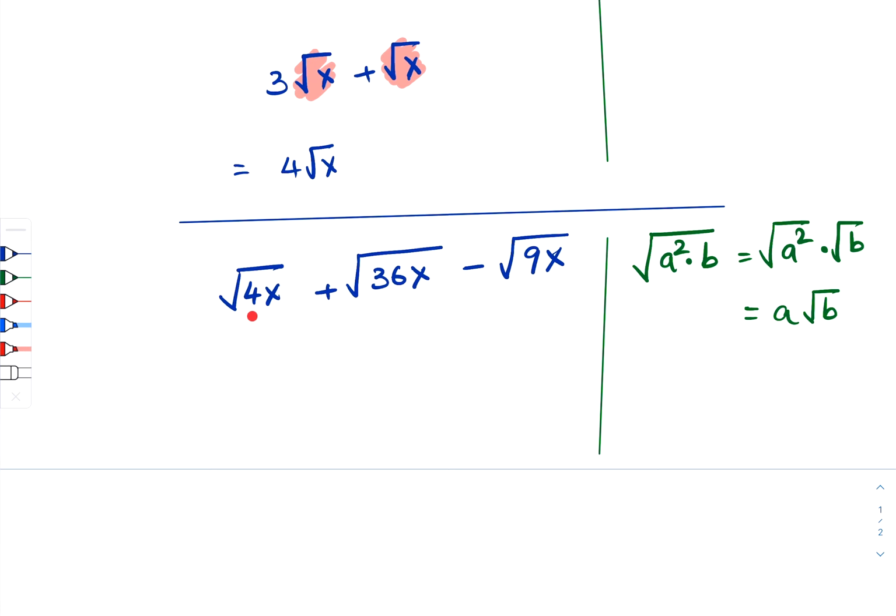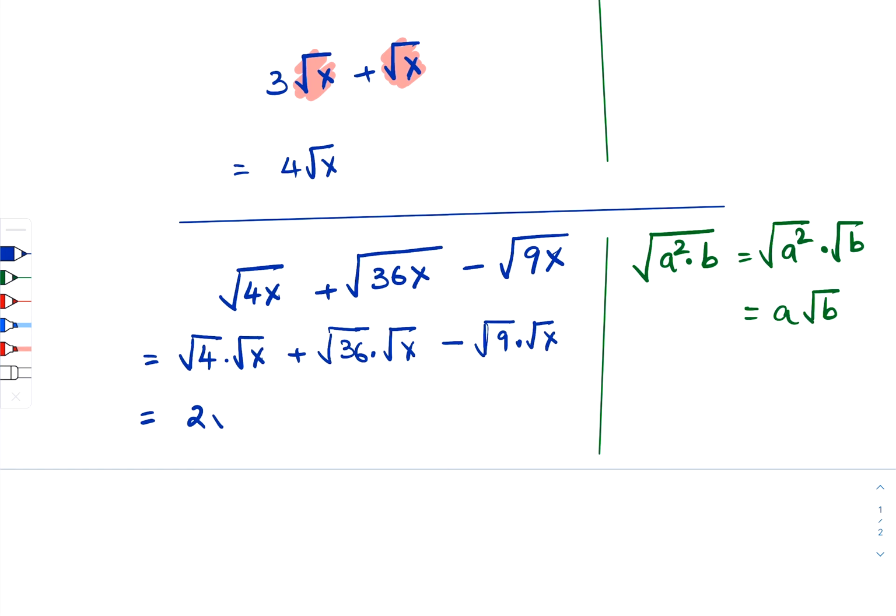Here, I can immediately recognize that 4 is the square of 2, so I'm going to split this into square root of 4 times square root of x. Then 36 is the square of 6, so square root of 36 times square root of x. And 9 is the square of 3, so square root of 9 times square root of x. What's the square root of 4? 2. I leave the x under the square root, plus square root of 36 is 6 square root of x, minus square root of 9 is 3 square root of x.